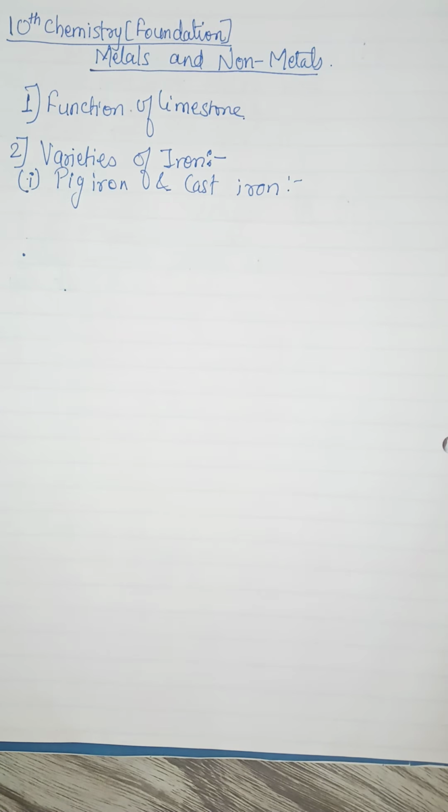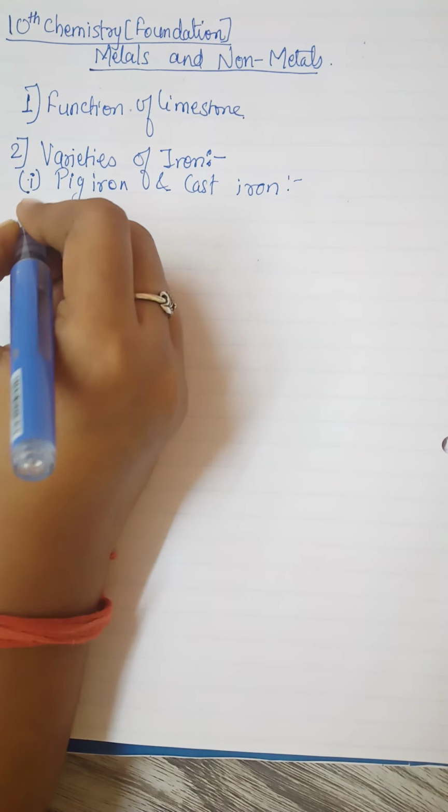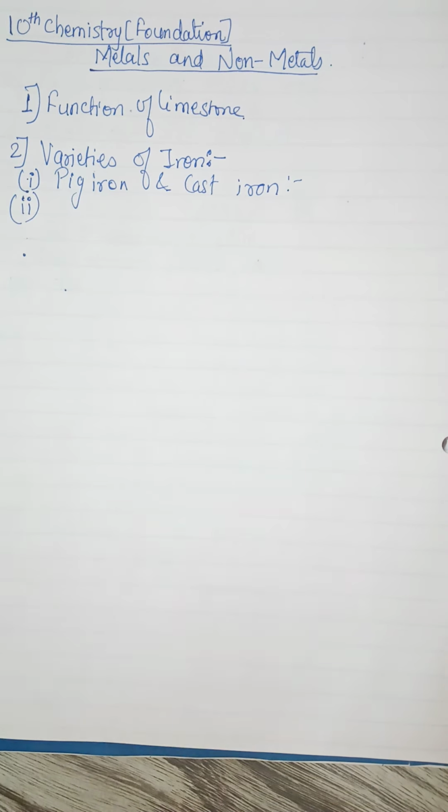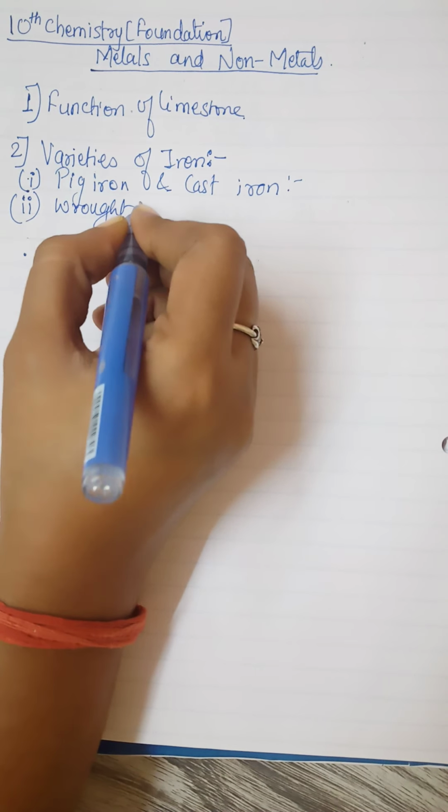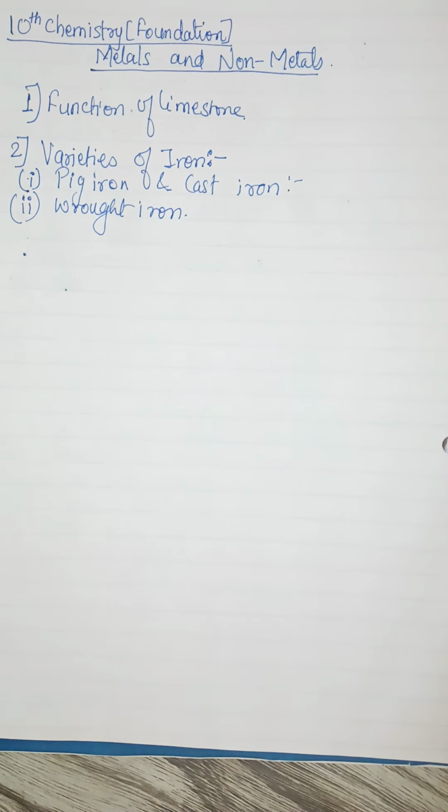Then the second one is your wrought iron. So what is wrought iron? See, it is almost a pure form of iron. How? It contains only 0.12% to 0.25% carbon. It melts at a higher temperature, like 1773 Kelvin, than that at which cast iron melts. ठीक है, it is quite a higher temperature.